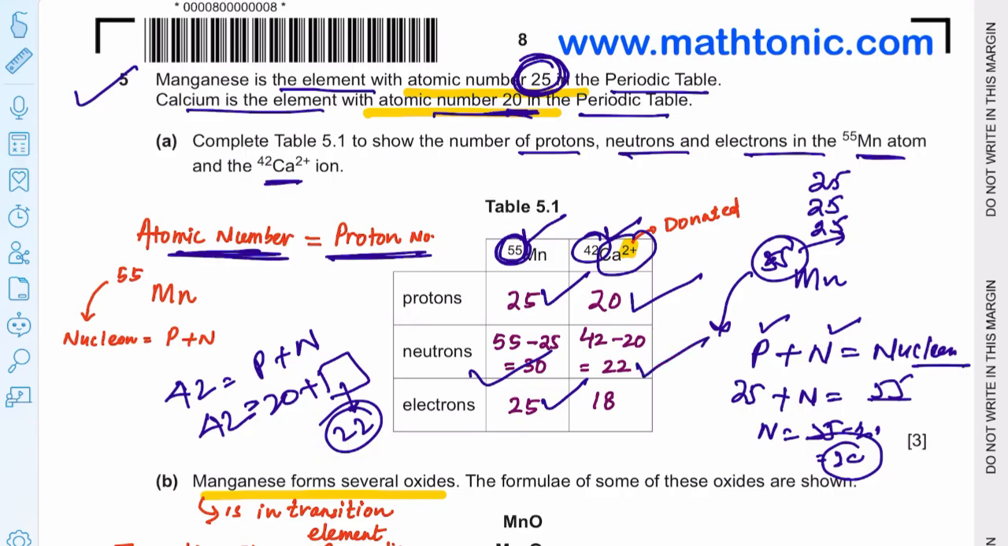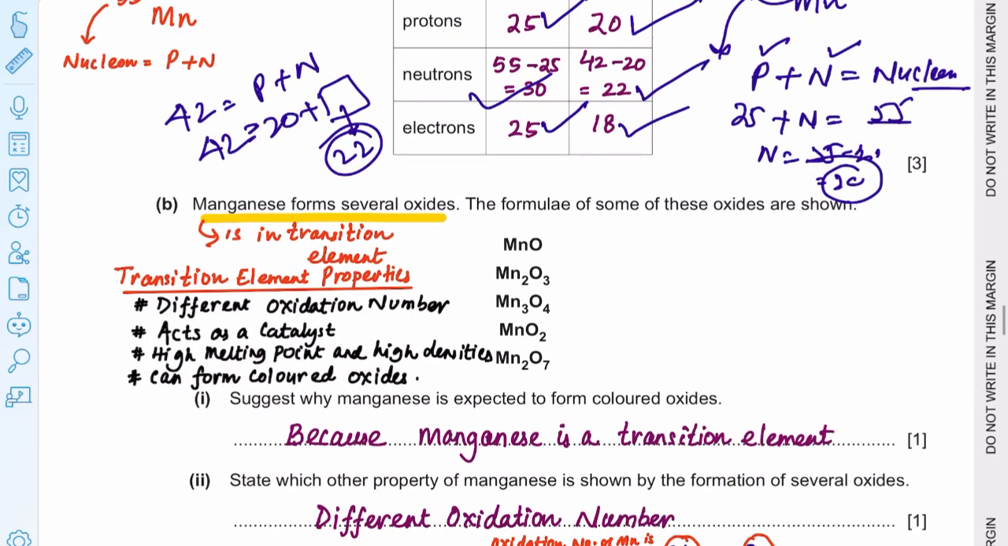But be careful. Here a 2+ positive charge is given. That means 2 electrons are donated. That means it should have 20 if it is not donated. So 2 electrons are donated. That means the answer is 18 for electrons. Did you get it? Okay.